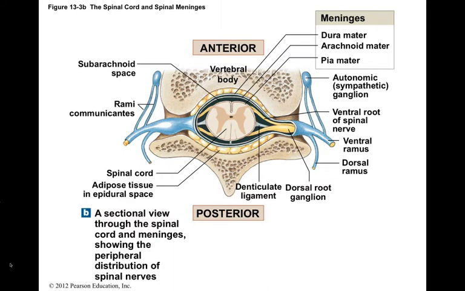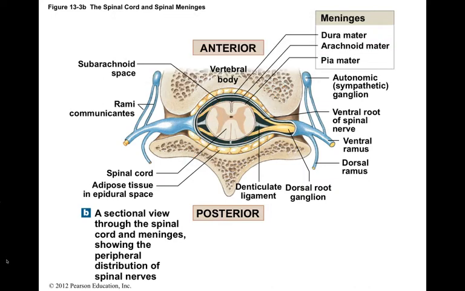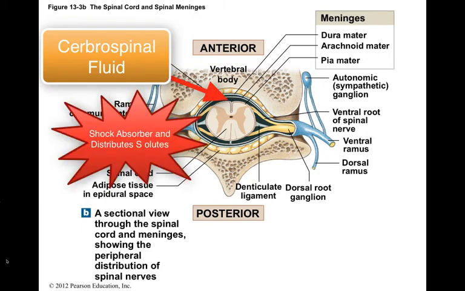The middle meningeal layer is called the Arachnoid Mater. The space between the Dura Mater and the Arachnoid Mater is termed the subdural space. The space between the Arachnoid Mater and the Pia Mater is termed the subarachnoid space. The subarachnoid space is filled with cerebrospinal fluid, which acts as a shock absorber and a medium to distribute dissolved gases like oxygen, as well as nutrients, waste products, and chemical messengers.